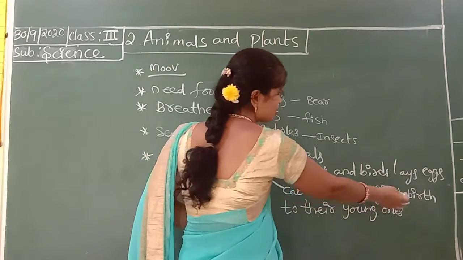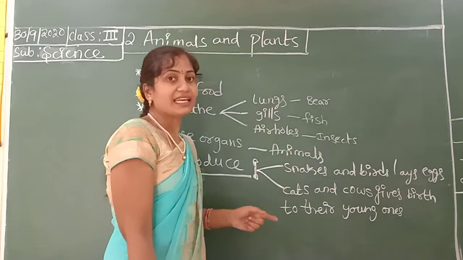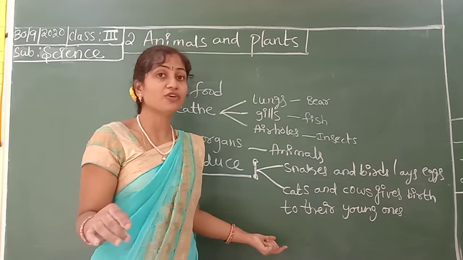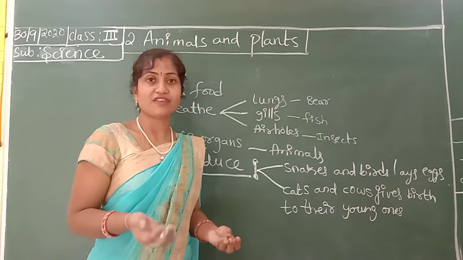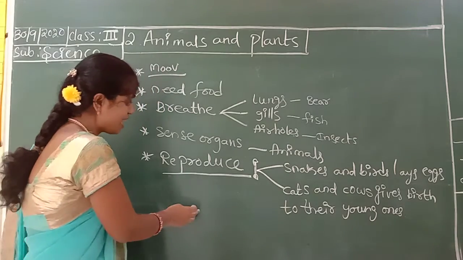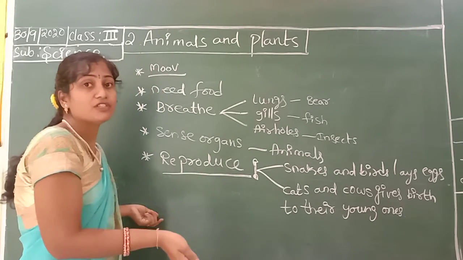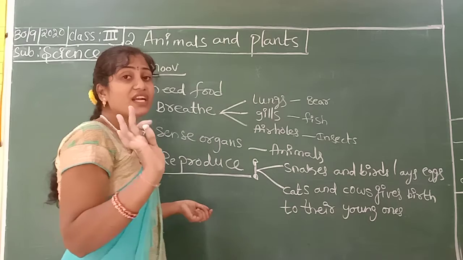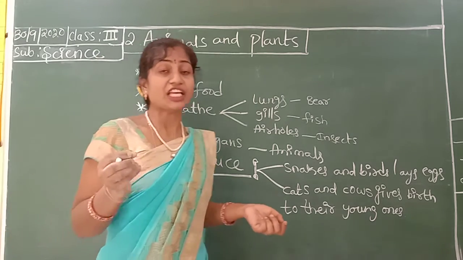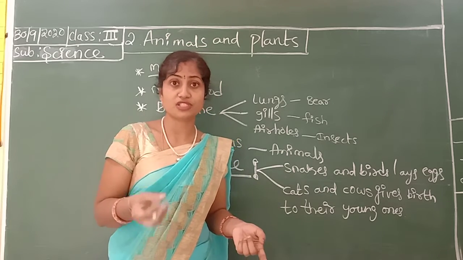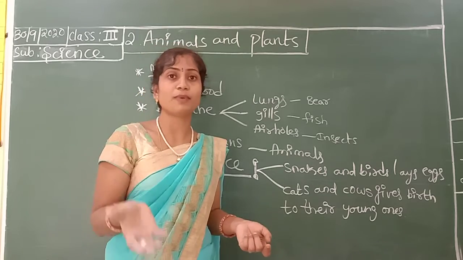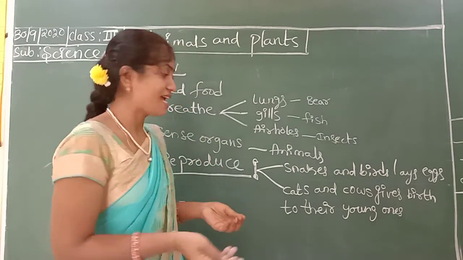Next, cats and cows give birth to their young ones. Cats, dogs, cows, and we human beings also give birth to our young ones, the small babies directly. Okay children, the plants also reproduce, but in a different way. What are seeds? Seeds produce new plants, but not all seeds can produce new plants. Some seeds produce new plants.